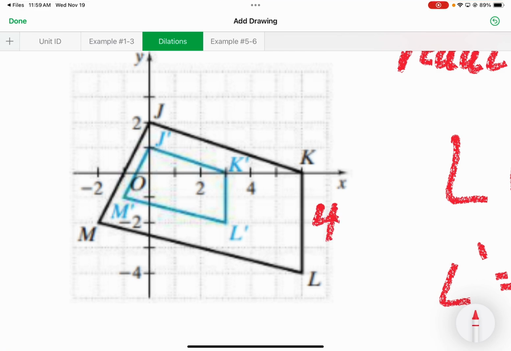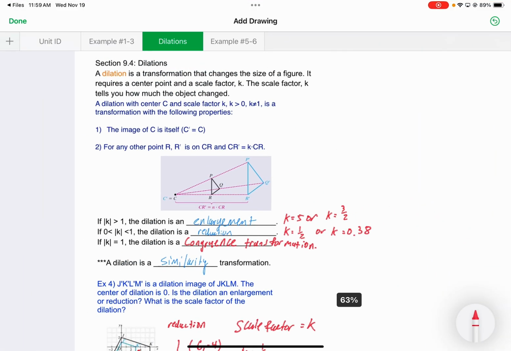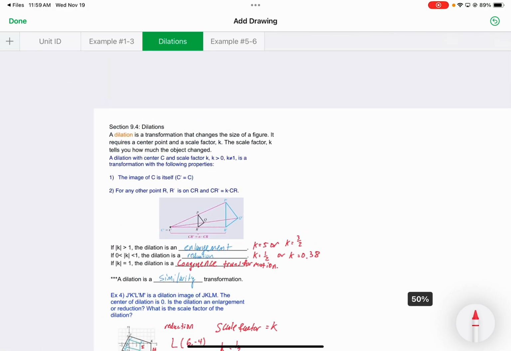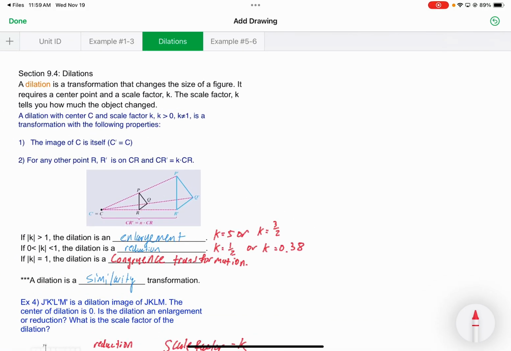4. What's the length of the side K prime L prime? 2. So it's half the length. So that's the other way that we would know that your scale factor is 1/2. Okay? All right, questions there? I don't know if this is written in your notes, and if it's not, you guys need to write it.